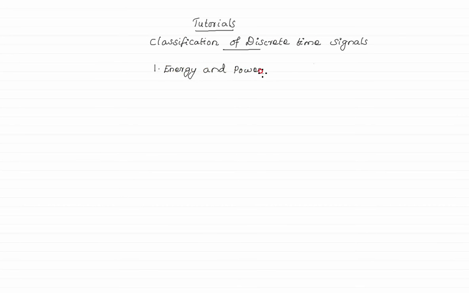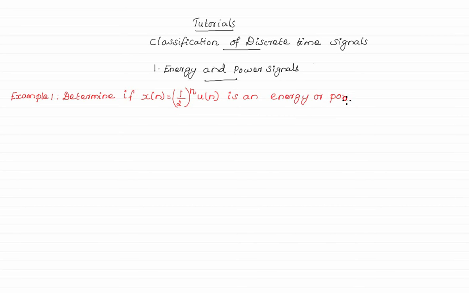In this video, we are going to see tutorials based on the classification of discrete time signals. First classification is energy signals and power signals. The example we are going to discuss here is: if a signal x of n is equal to (1/2)^n into u of n, is it an energy signal or a power signal? The solution for this example is solved here.